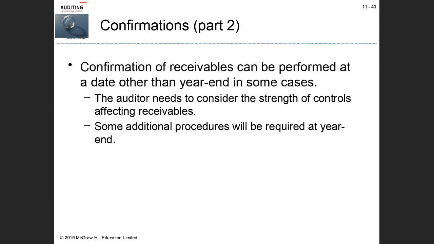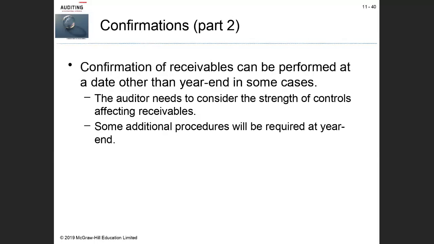So auditors always have to look at, are there high risk situations, and do we have to do some additional substantive work as a result of that? Again, looking for cash receipts after the end of the year is a type of substantive procedure. Now, confirmation of accounts receivable is not always done at the year-end date.